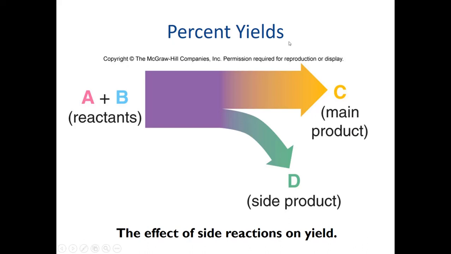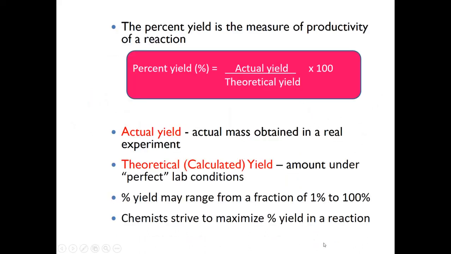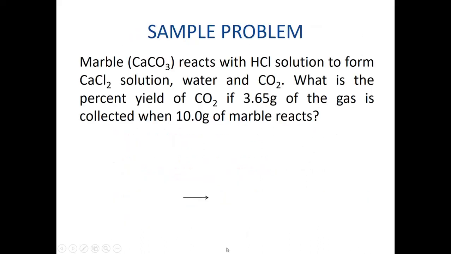Okay, to calculate the percentage yield, A plus B reactant, then you get the main product C and the side product is D. The effect of side reaction on yield. And the percentage yield is the measure of productivity of the reaction. Percentage yield is equal to actual yield divided by theoretical yield times 100%. What is actual yield? Actual yield is the actual mass obtained in a real experiment. Theoretical, or we call it the calculated yield, is the amount under perfect lab condition. Normally, percentage yield may range from a fraction of 1% to 100%. Chemists strive to maximize percentage yield in a reaction.